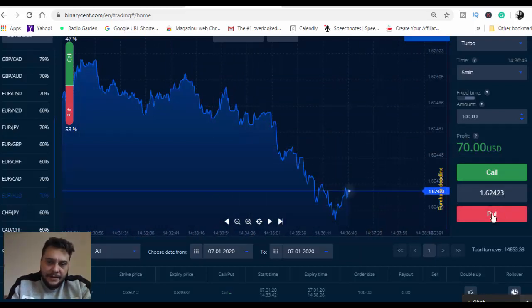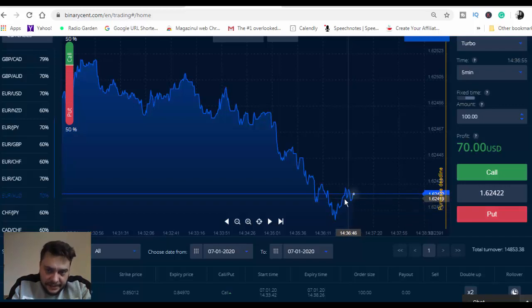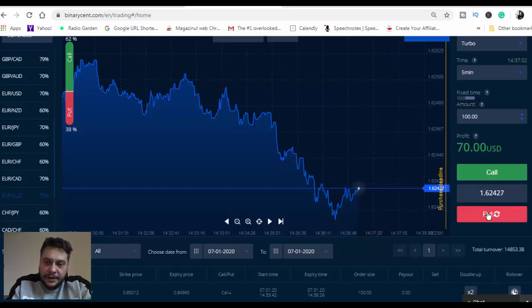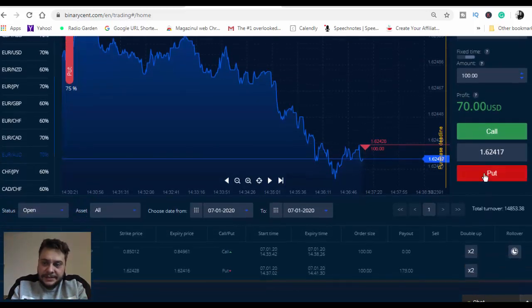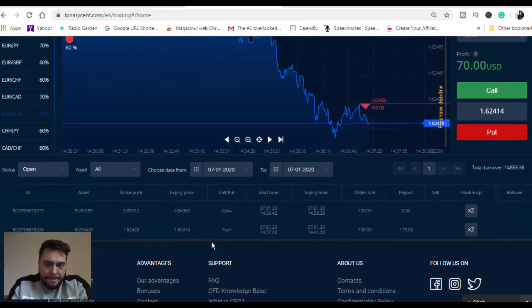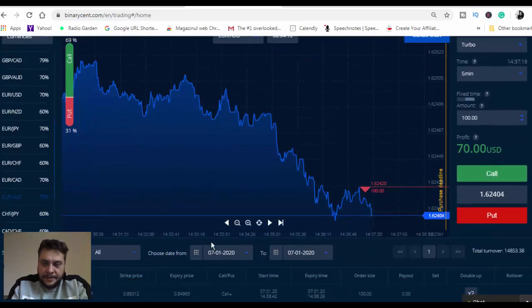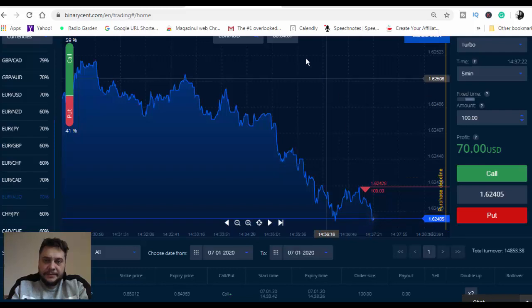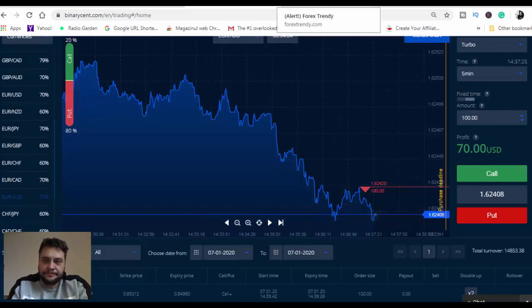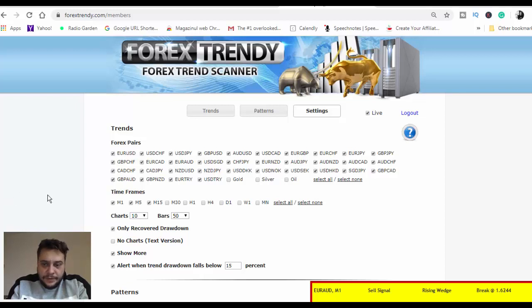Let's be prepared. Euro AUD, we will wait a little bit. I don't want to miss this signal. As you can see, we have 1, 2, 3, and now at 3 it should go down, and we've just pushed the sell button, the put button. Euro AUD is going down, as you can see, and we will wait for another signal.